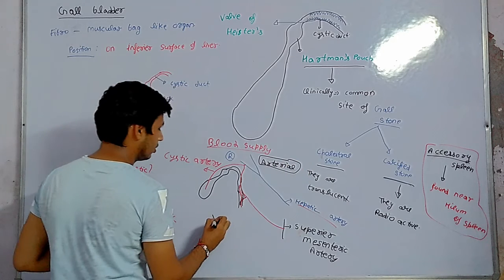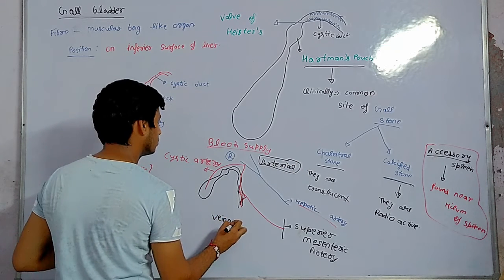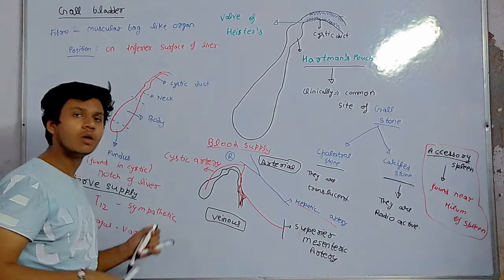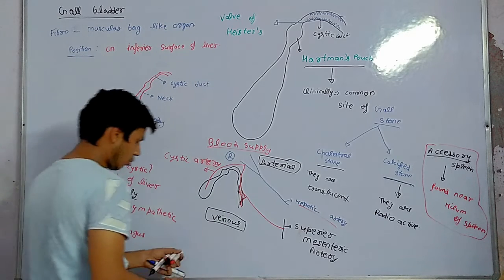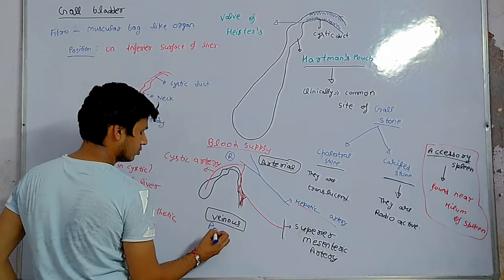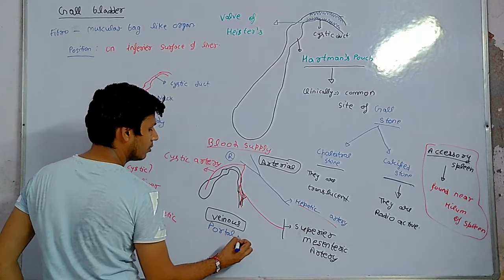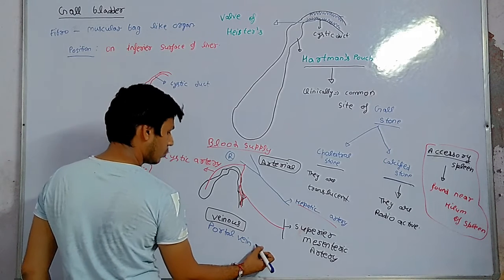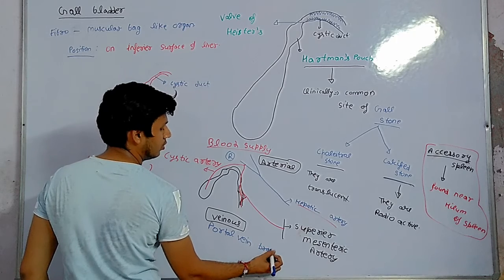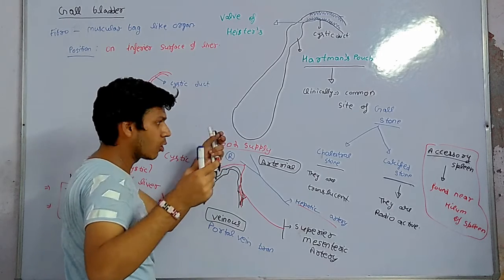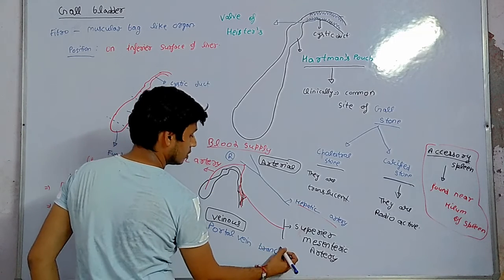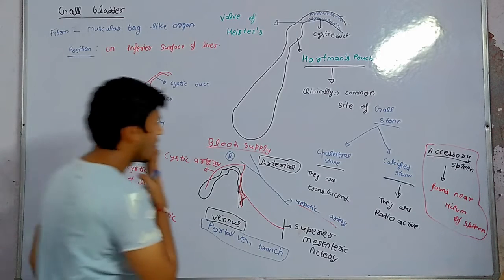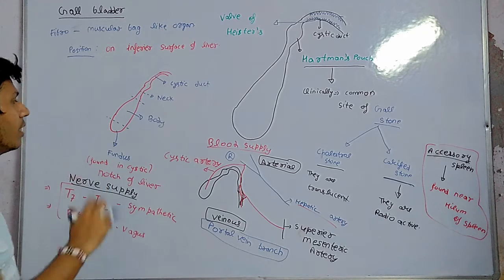And venous drainage is similar, through portal vein branches. Because the portal vein goes into the liver, it also drains this. These are the blood supply of the gallbladder.